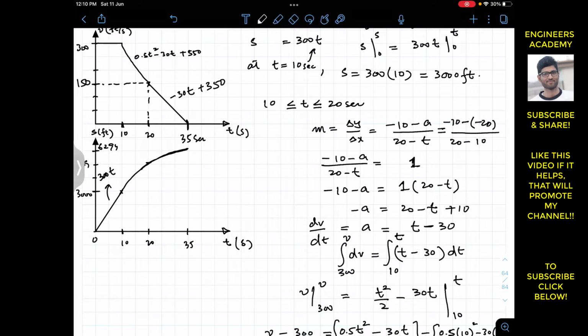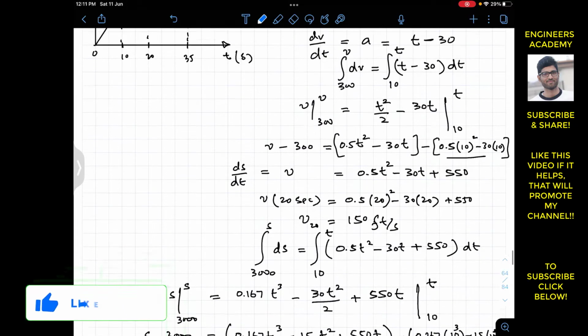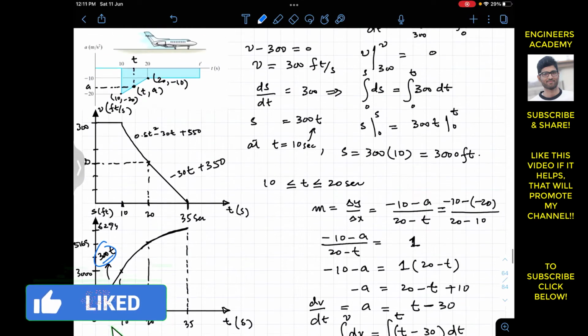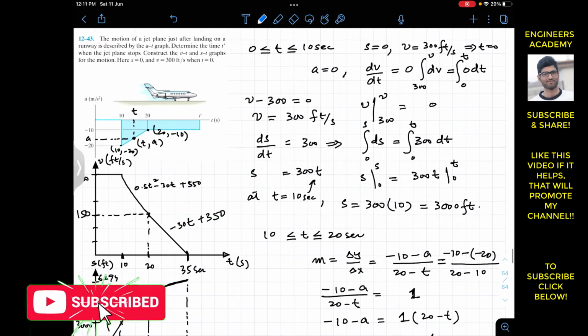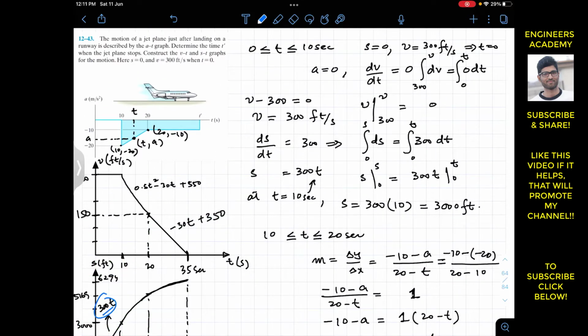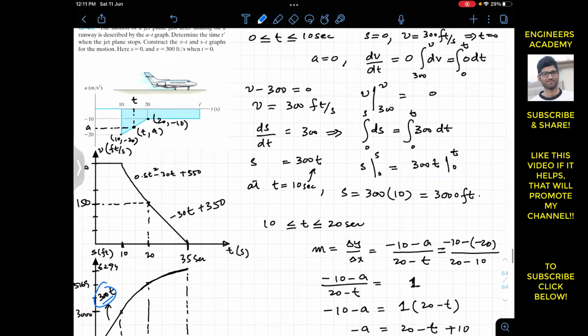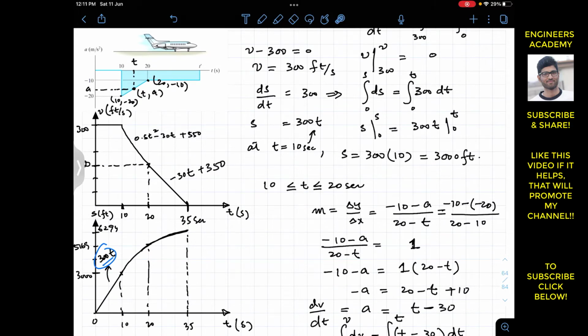So now this is the solution of this particular problem. t' is equal to 35 seconds. The jet comes to rest in 35 seconds. The velocity becomes equal to 0 at t equals 35 seconds, and this is the v of t graph, and this is the s of t graph.